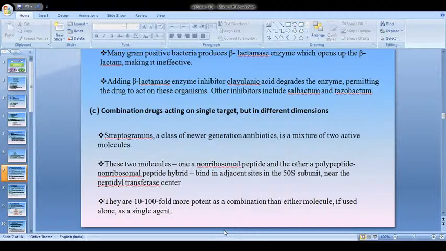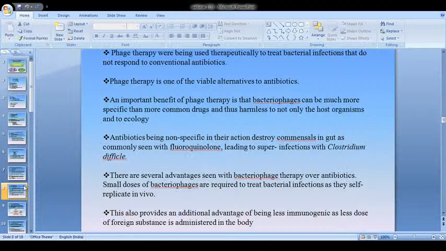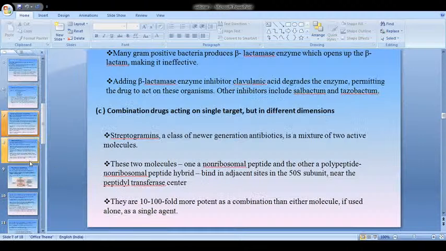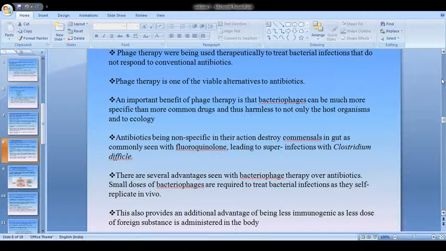So this is about the single target, drugs acting on single target but in different dimensions. The next one is the bacteriophage therapy. Phage therapy is used therapeutically to treat bacterial infections, to control bacterial infections that do not respond to conventional antibiotics. So it will be used to treat bacterial infection. It is one of the viable alternatives to the antibiotic.